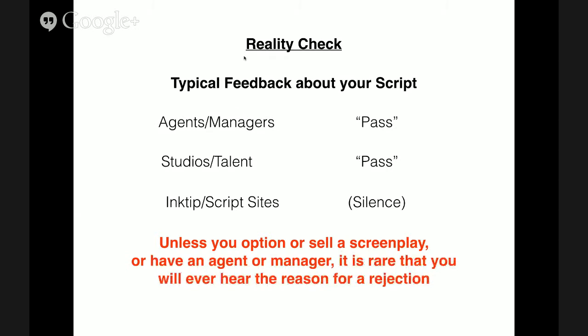So the bottom line is, unless you option or sell a screenplay or have an agent or manager, it's rare that you will ever hear a reason for a rejection. People just move on quickly. So what you're left with is a script that you tried to sell, that you submitted to different people in different places, and at the end of the day, nothing happened with it, and you really might not know why.